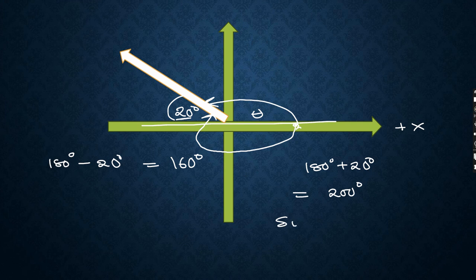Go ahead, test sine 200 and sine 160. What is sine 200? Sine 200 is negative 0.34. What about sine 160? It is 0.34. This is making sense, guys. Okay, so let's go ahead now and do the other question.